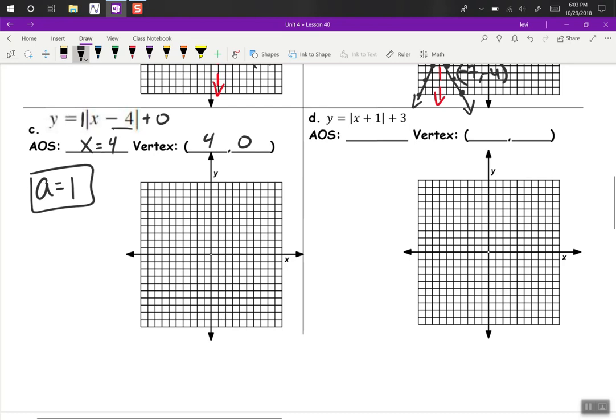So our vertex is at 4, 0, 1, 2, 3, 4, 0. And so our axis of symmetry, let me label the vertex. 4, 0, vertex. Axis of symmetry is X equals 4. It always goes through here, so X equals 4. That's our AOS. And our slope was 1, so we're going up 1 over 1. And up 1 over 1 the other direction.